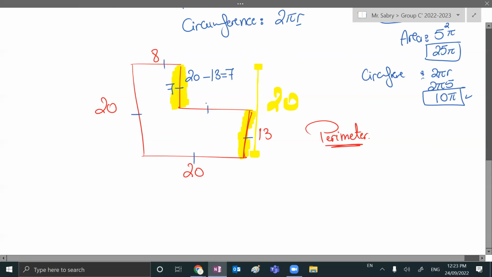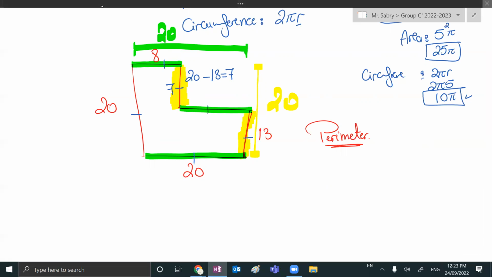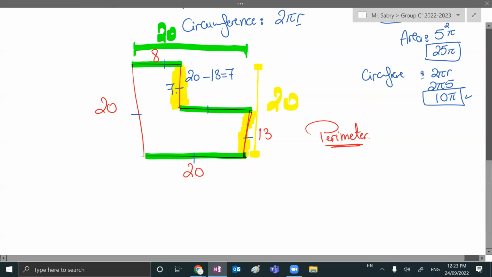Now do the same thing on the other side. If I'm told that this is 20, then starting here up until here, it's also 20. And this part of it is 8. So can you get the measure of this part? 12. Exactly, 12. So 20 minus the 8, and the length is 12.